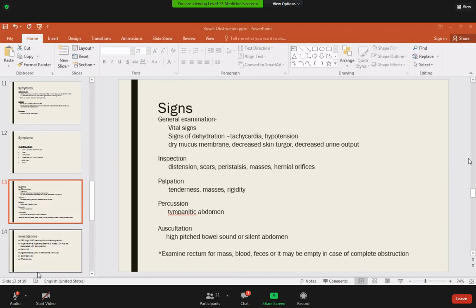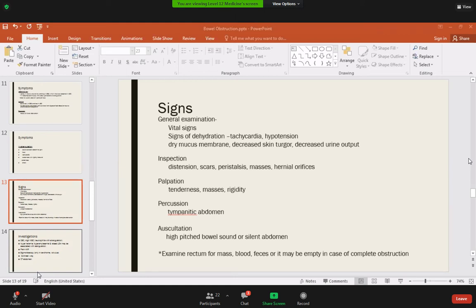You may see visible peristalsis on the abdomen. Hernial orifices need to be checked, because sometimes the patient presents with an abdominal problem and even pain in the abdomen, and the patient doesn't bother about the site where the hernia is obstructed. Sometimes it is a W-shaped hernia in which the problem is intra-abdominal, but the loop of the gut is obstructed at the hernial orifice.